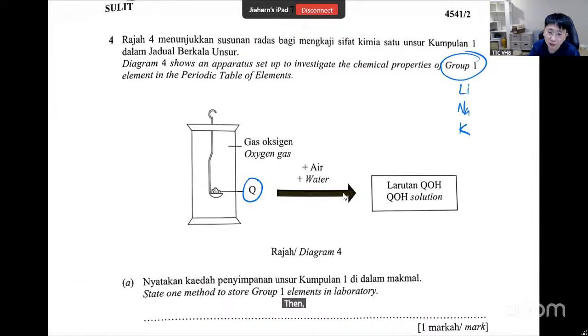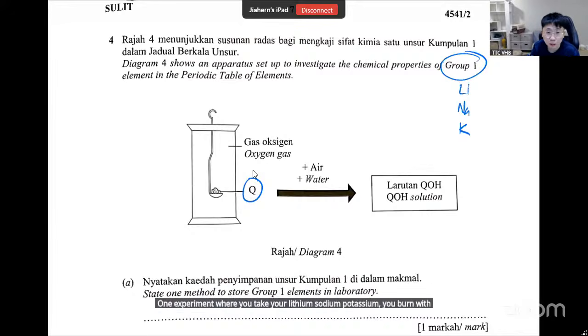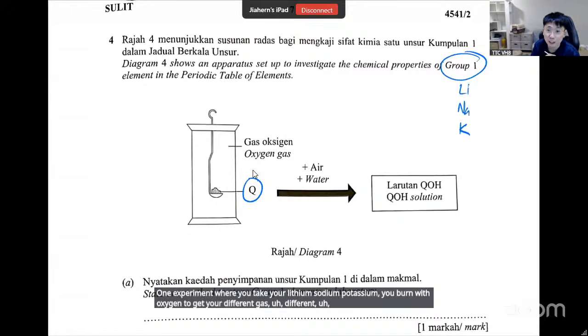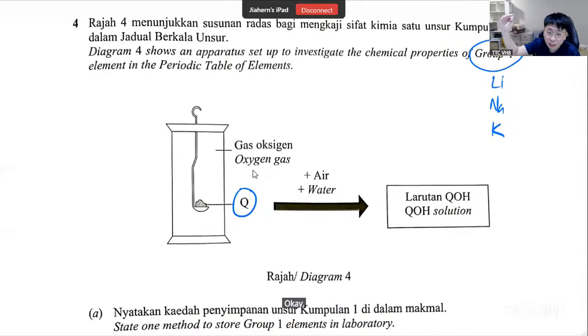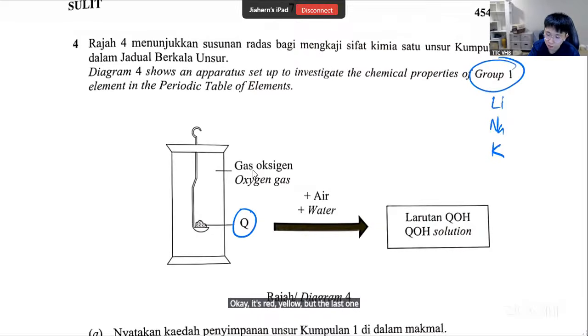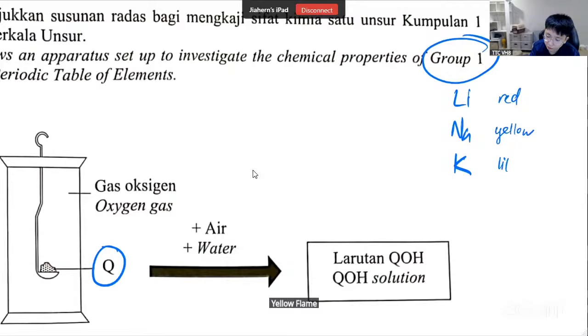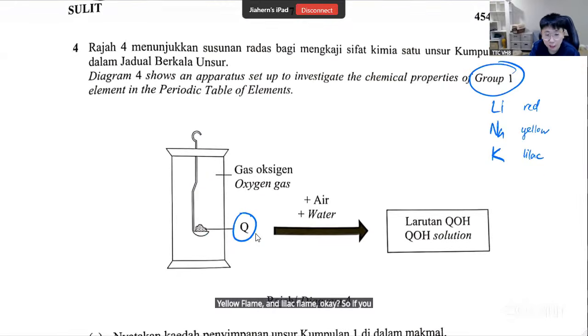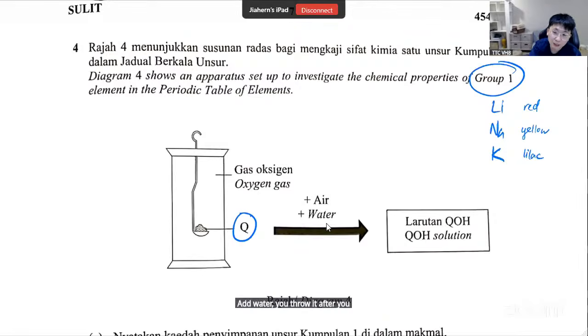Then add water after. Usually when we do this in a gas jar, what they will do is burn with oxygen. So we have one experiment where you take your lithium, sodium, potassium, and burn with oxygen to get different flame colors, if you remember that. The flame color is just like your traffic light. It's red, yellow, but the last one is lilac. So if you burn with oxygen, it gives you red flame, yellow flame, and lilac flame. Then you add water. After you burn, you take the chemical and dissolve it in water.